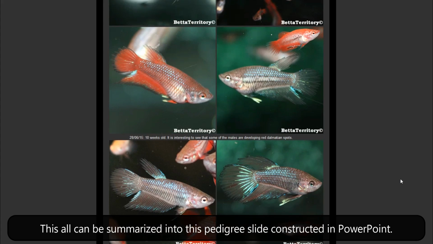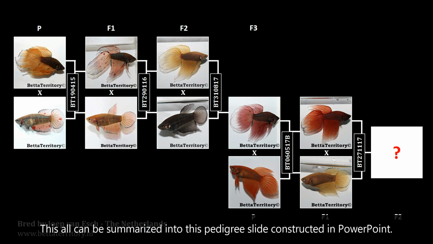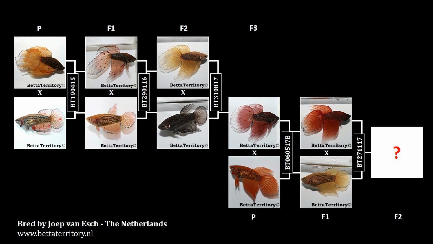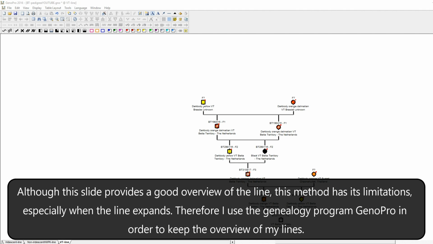This all can be summarized into this pedigree slide constructed in PowerPoint. Although this slide provides a good overview of the line, this method has its limitations, especially when the line expands. Therefore I use the genealogy program GenoPro in order to keep the overview of my lines.